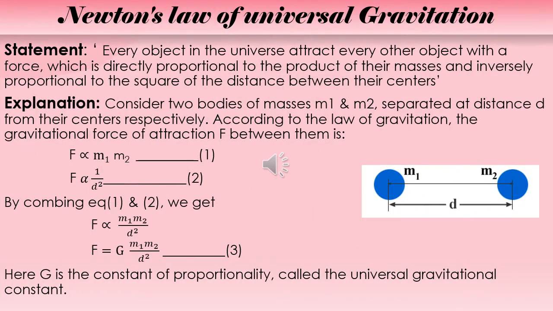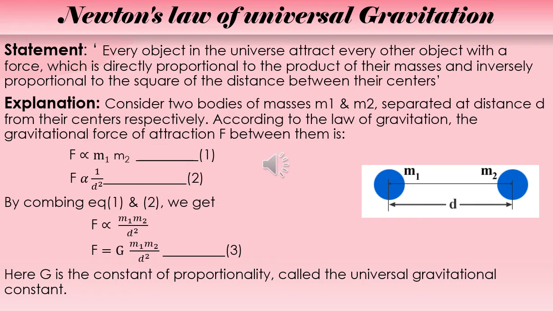Dear students, I will explain Newton's law of universal gravitation. Statement. This law states that every object in the universe attracts every other object with a force which is directly proportional to the product of their masses, and inversely proportional to the square of the distance between their centers. Explanation. Consider two bodies of masses m1 and m2, separated by distance d between their centers.